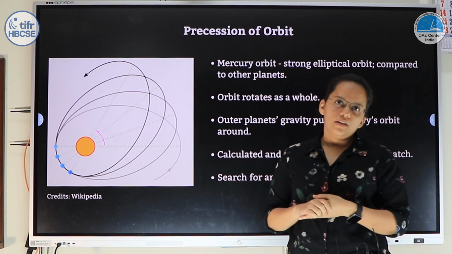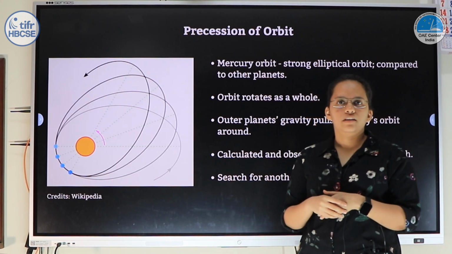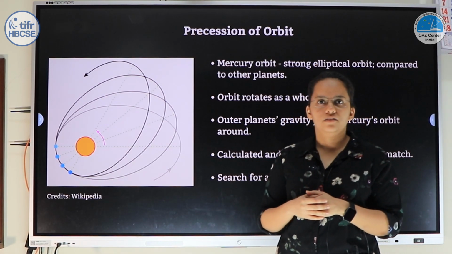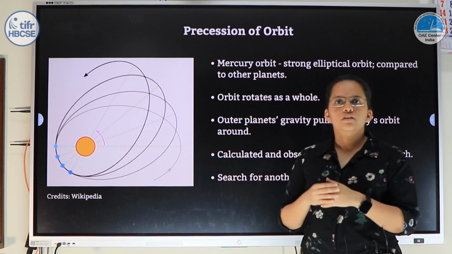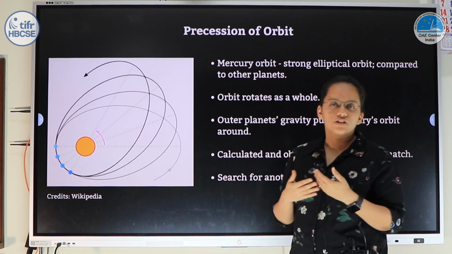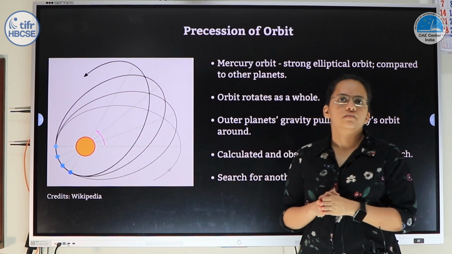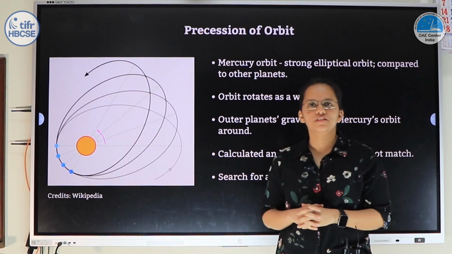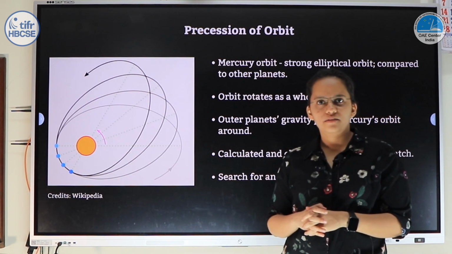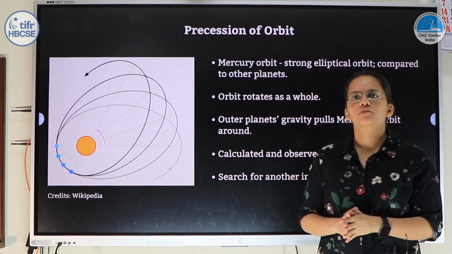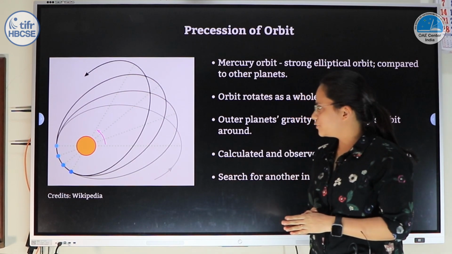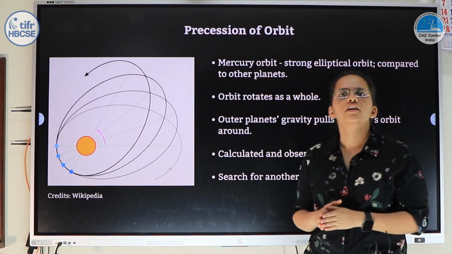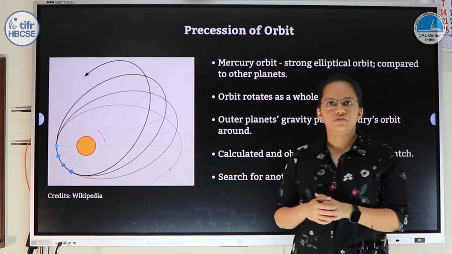So, this was a problem, and scientists then thought that there might be another innermost planet in the solar system which might influence the orbit of Mercury, and started searching for such an innermost planet, but they could not find it. So, this was a persistent problem, and the solution was given by Albert Einstein when he proposed the general theory of relativity. The value for the precession of Mercury's orbit calculated based on this theory matched that of the observations.